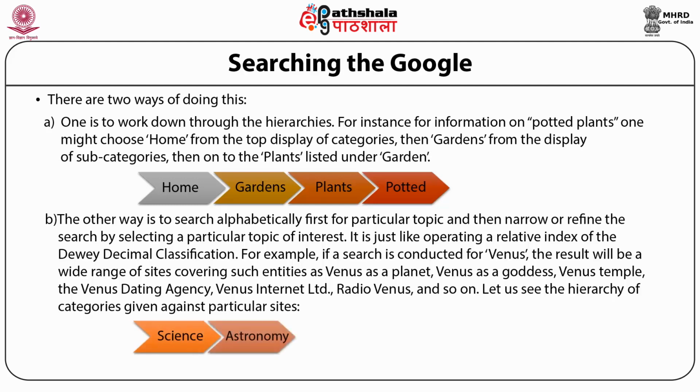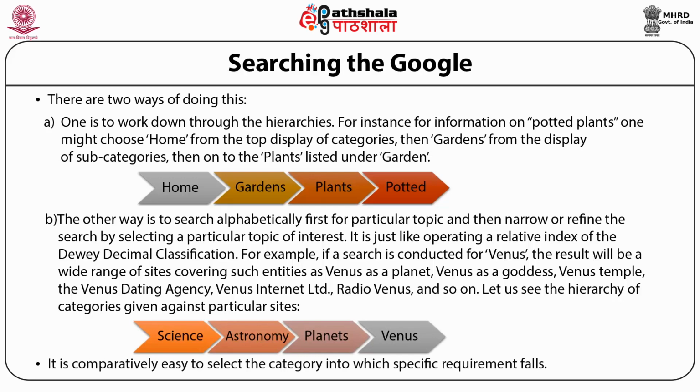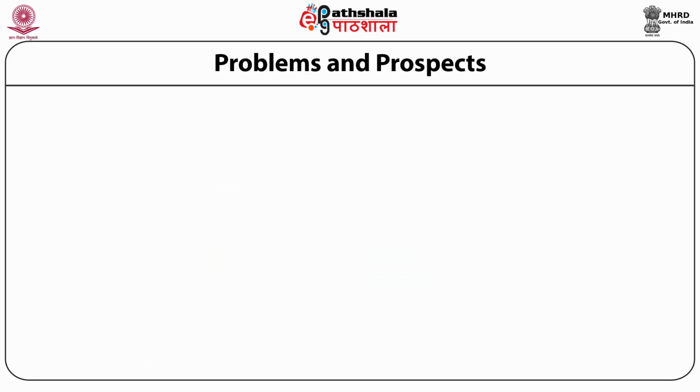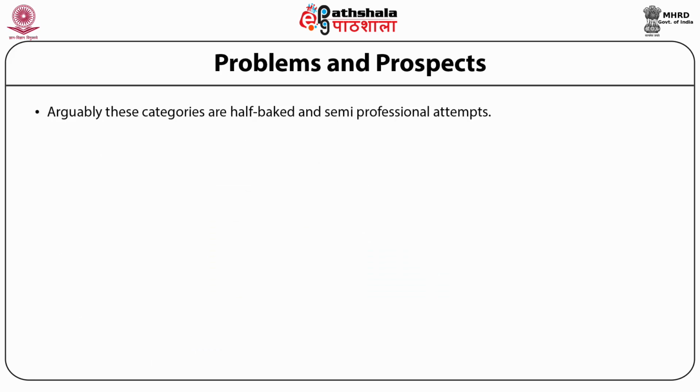Sciences, astronomy, planets, and Venus. It is comparatively easy to select the category into which a specific requirement falls. Problems and prospects. Arguably, obviously, these categories are half-baked and semi-professional attempts. They are not as precise and sophisticated as what we use in our library classifications.